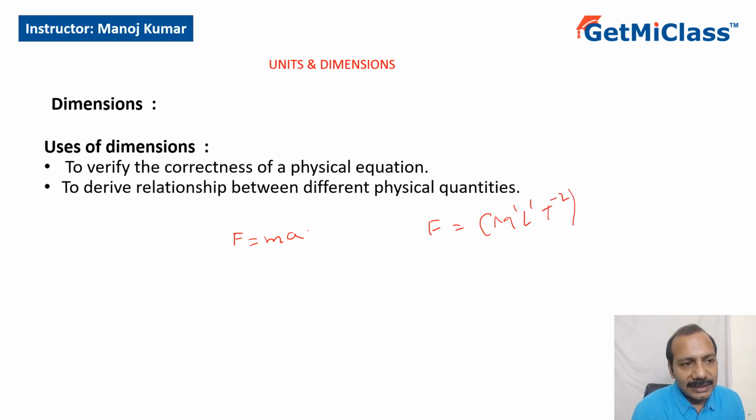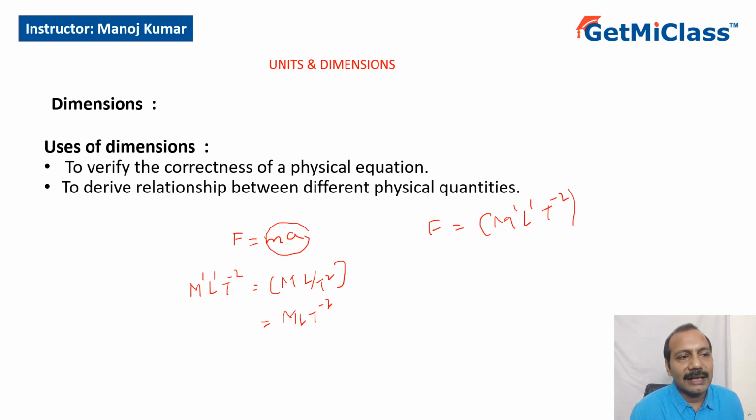Now I'll check whether these quantities also have the same dimensions. On the LHS, what are the dimensions? M power 1, L power 1, T power minus 2. Now on the RHS, what are the dimensions? Mass is M, acceleration is L by T squared. So this is also M L T power minus 2. So LHS is equal to RHS. That is, F equal to MA is a correct relation. So it's a dimensionally correct relation.